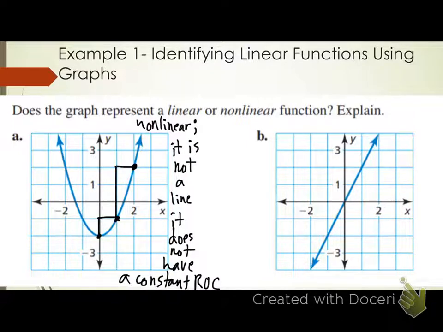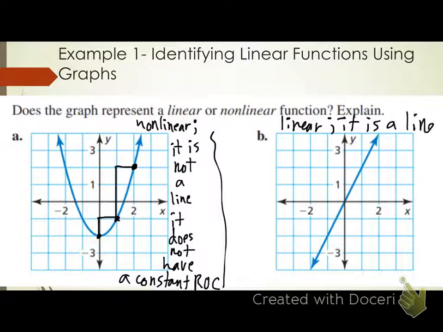Okay, letter B. Raise your hand if you can help tell me if this is linear or non-linear and why or why not. Linear, why is it linear? Because it's a straight line. Linear because it is a line. Everyone okay with that one?